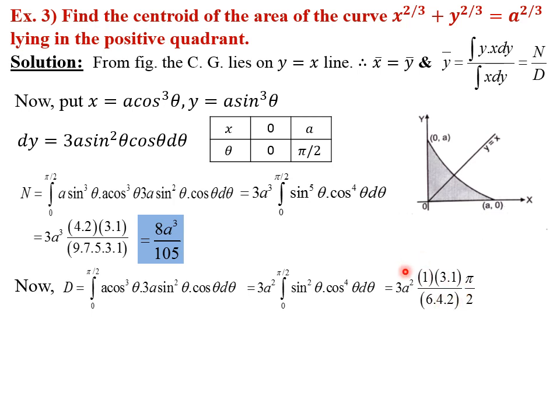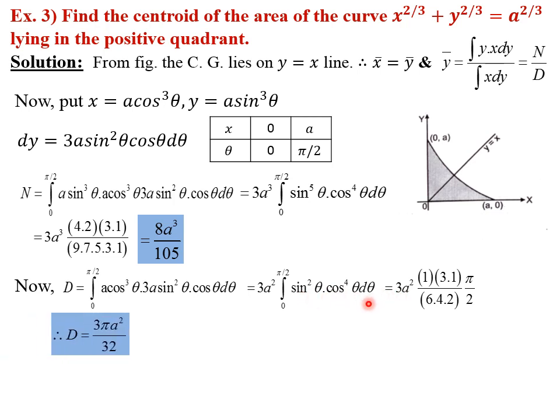Every time reduce the number by 2, either in a numerator or denominator. That is the reduction formula for integration 0 to pi by 2 sin raised to m theta into cos raised to n theta d theta. And now here the multiplier, instead of 1 we have pi by 2. Why it is so? Because the degree of sine term and cos term both are even in this integration.